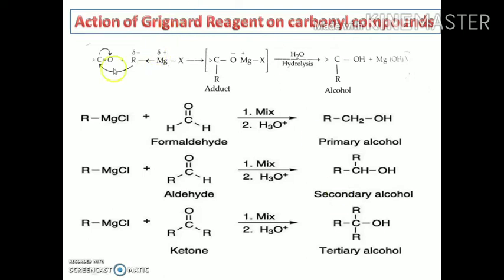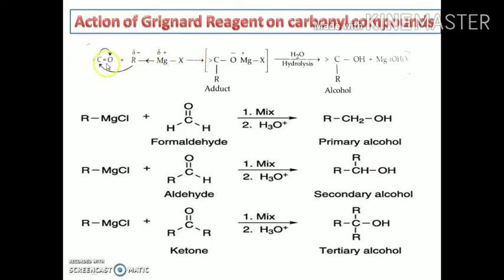In this reaction, the first step is a nucleophilic addition of the Grignard reagent, as the Grignard reagent is partially ionic in nature, with the alkyl group having the partial negative charge and the MgX bond having the partial positive charge.